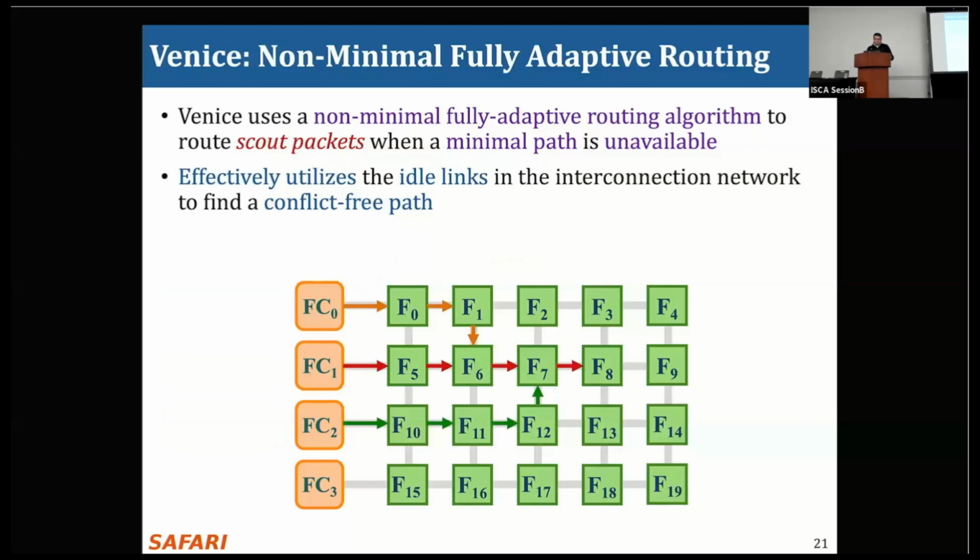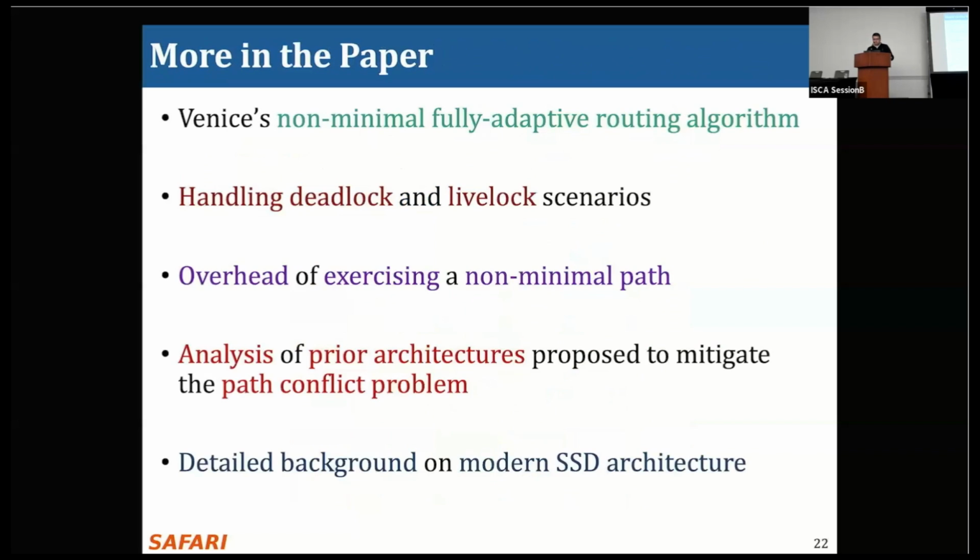Now we look at another request for which the target flash node is F2, and we cannot do path reservation using a minimal path for this because the links leading to this target flash node are occupied by other I/O requests. So Venice uses the idle links in the network to reserve a conflict-free non-minimal path for this I/O request, as we can see here. We have a lot more design aspects of Venice in the paper, such as handling deadlock and livelock scenarios and the overhead of exercising a non-minimal path, and I would encourage everyone to take a look at the paper.